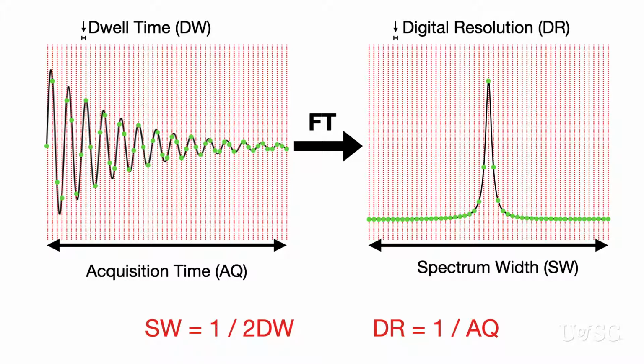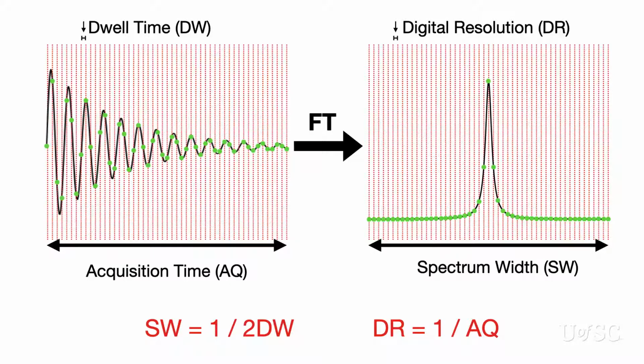The spacing between data points is called the dwell time. The resulting frequency span, or spectrum width, is set by the reciprocal of the dwell time. The spacing between the points in the resulting spectrum is called the digital resolution. This is determined by the reciprocal of the acquisition time. So, for one-dimensional results, a single time domain is transformed into a single frequency domain. Therefore, for two-dimensional results there need to be two separate time domains to generate two separate frequency domains.